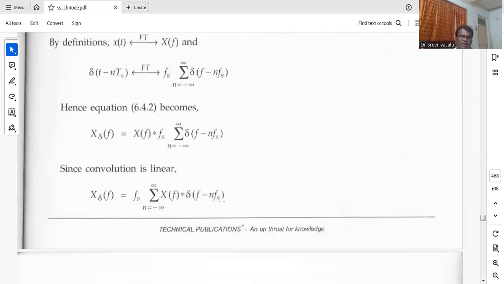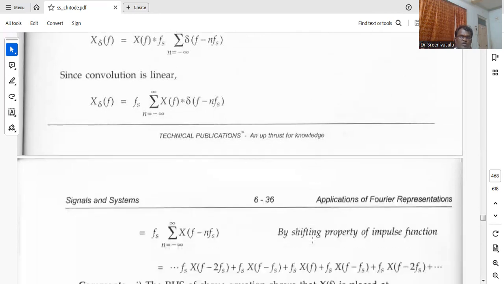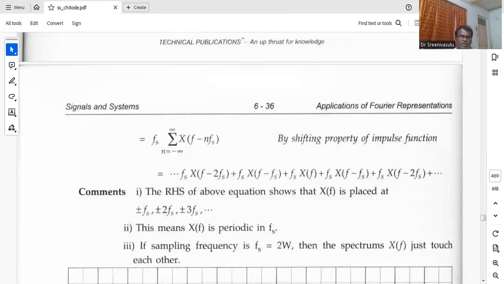So according to impulse properties, we write x delta of f is equal to fs into the summation of n equal to minus infinity to plus infinity of x of f convolved with delta of f minus nfs, which is nothing but x of f minus nfs. We expand for different values of n: n equal to 0, n equal to 1, n equal to minus 1, n equal to minus 2. If you observe this, it is nothing but a periodic spectrum with fundamental frequency fs. So the spectrum is now a periodic spectrum.